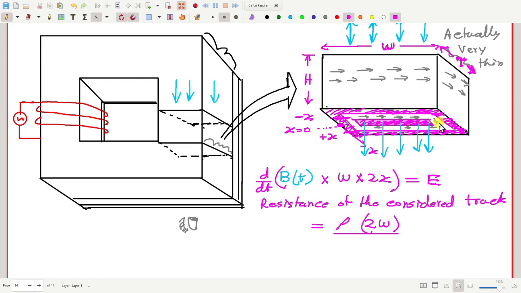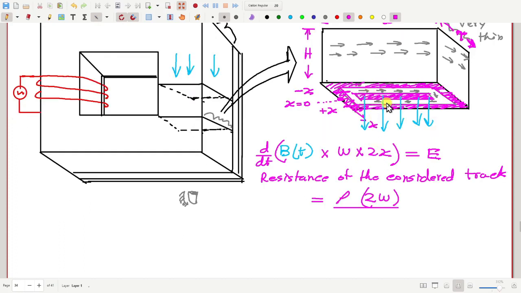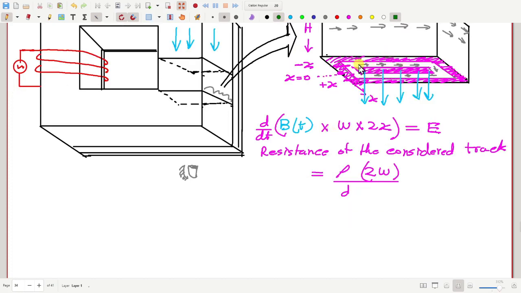Now this is tricky. Okay, so can anyone tell me how much is the area of this current path? Anyone? No? Okay, so let me just tell you. So that will be the thickness of this track. Okay, let me zoom in this part once again, and draw it here.